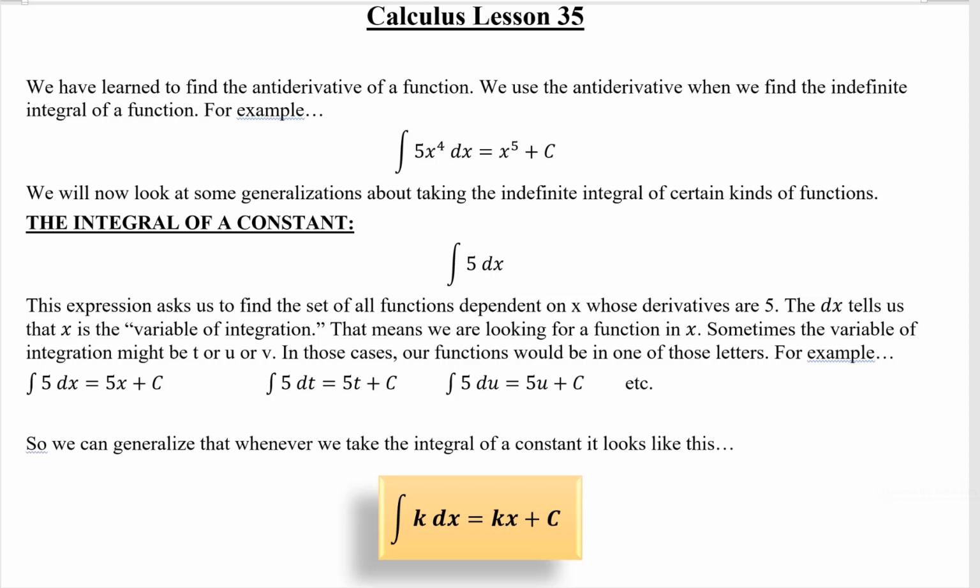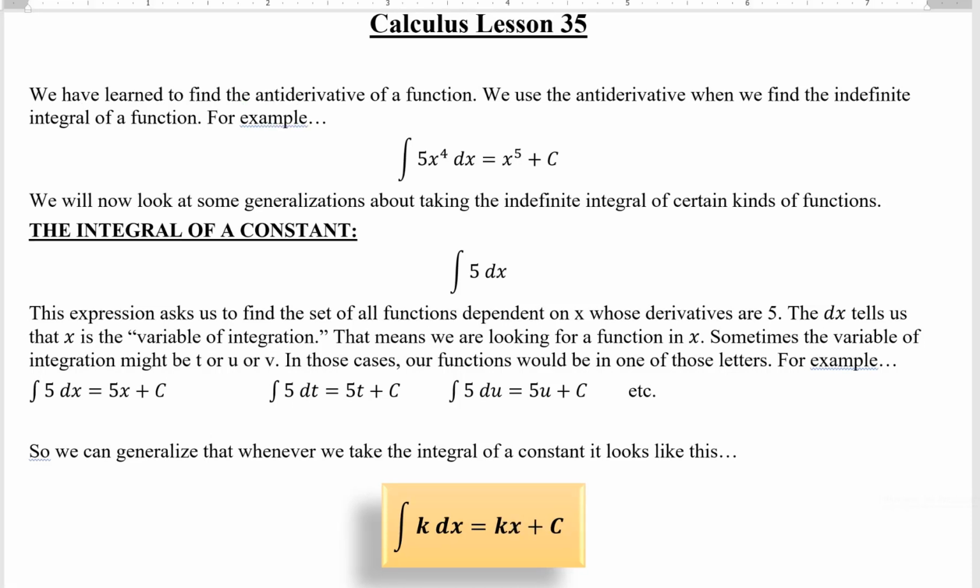So for example, when you're finding the integral of 5x to the fourth dx, you have to think in your mind, okay, what function has the derivative 5x to the fourth, and then go backwards and just figure it out, and that's x to the fifth. And then you add c because you're saying, well, it's x to the fifth, but it could have some constant added to it, and it would still have the same derivative, 5x to the fourth. So that's why we put the c there, just to say it could be any function that looks like this, x to the fifth plus some constant. All right.